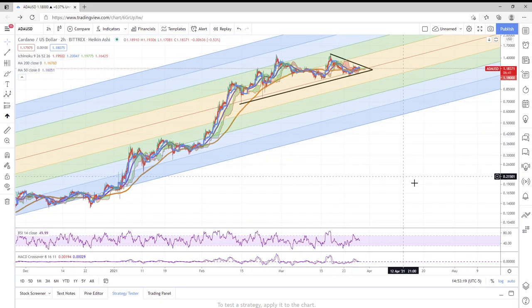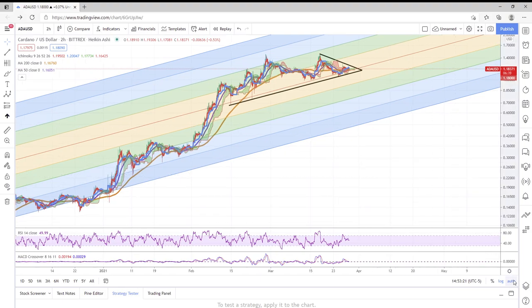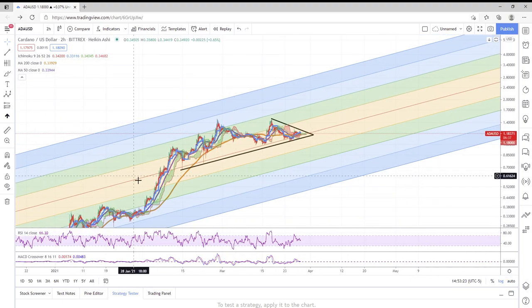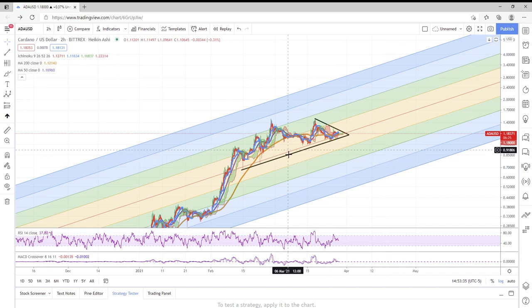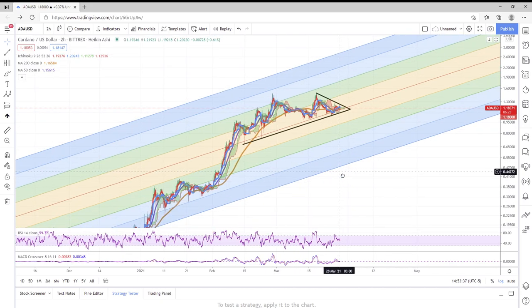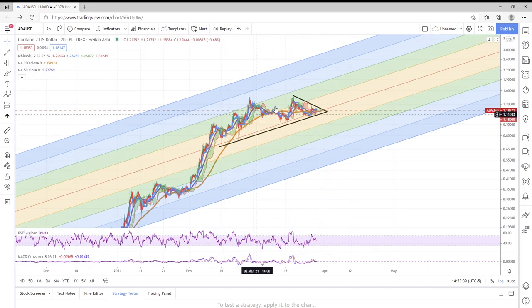For those of you that are not familiar with shift pitchfork, we have the median line here, and these channels above it act as resistance channels. These channels below it act as support channels. So with all this in mind, let's go ahead and try to figure out what is going on here.